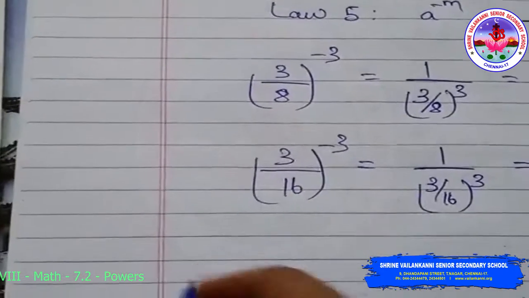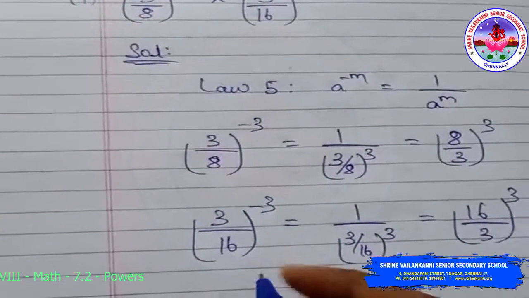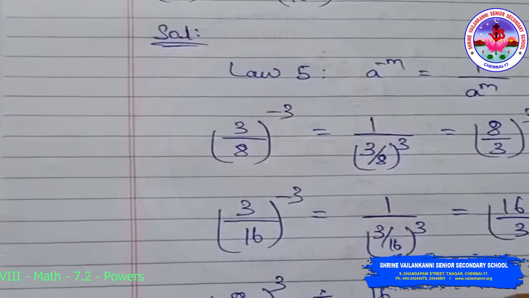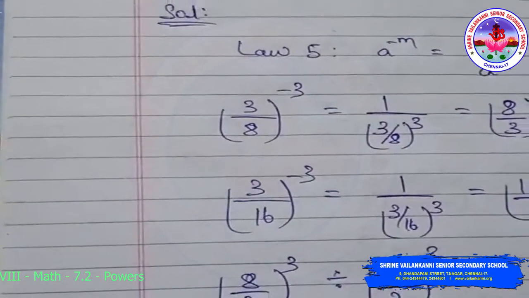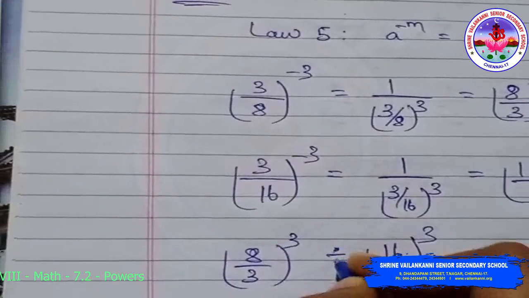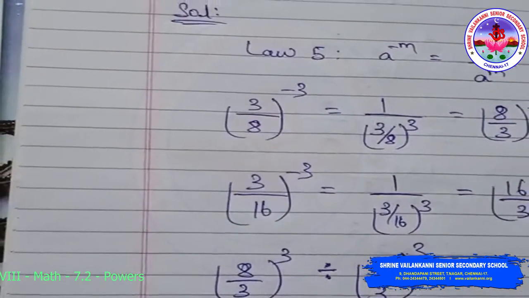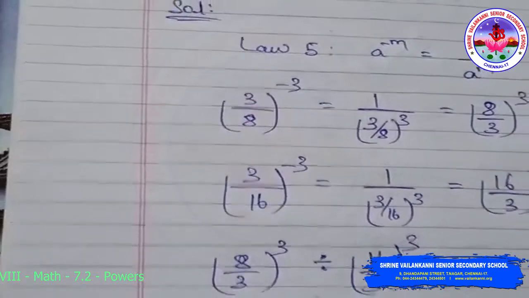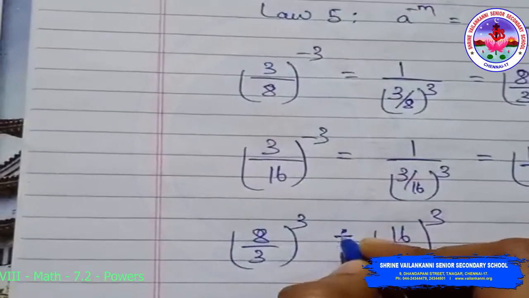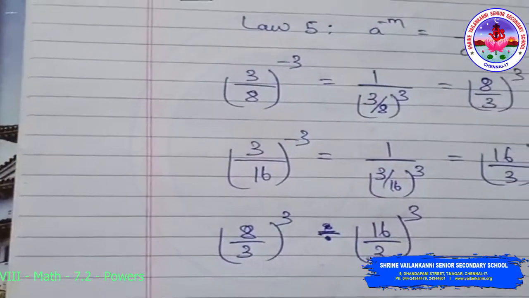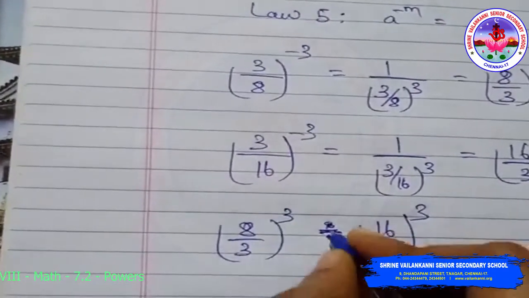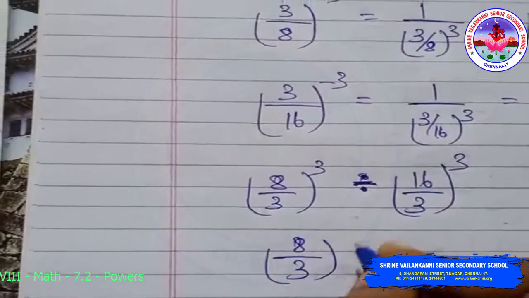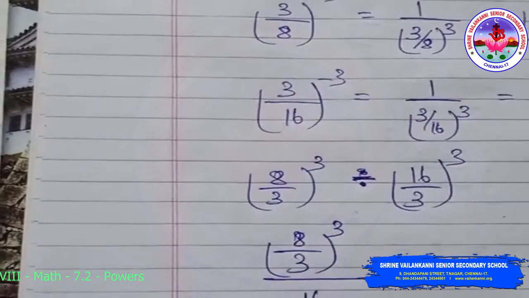Now substitute the values for the question. 8 by 3 whole power 3 divided by 16 by 3 whole power 3. Here the bases are different, the powers are equal. But you know the formula for a power m into b power m is equal to a into b power m. Here the given operation is divide. So you can first convert the divide to multiplication, now using the reciprocal form.